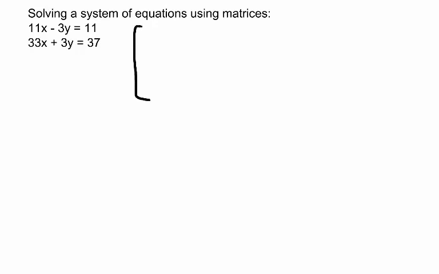So I'll set up brackets, 11, -3, and 11. Notice that this represents our first equation, where the first column contains the coefficients for our variable x. The second column contains our coefficients for variable y. Then we have a vertical line which separates my variable containing terms from my constant.